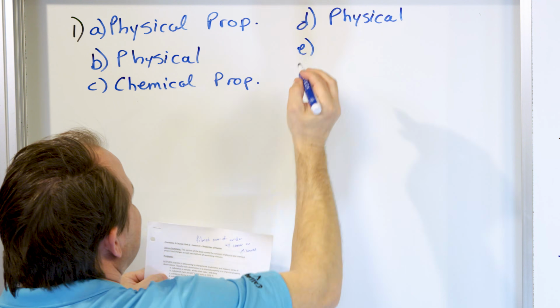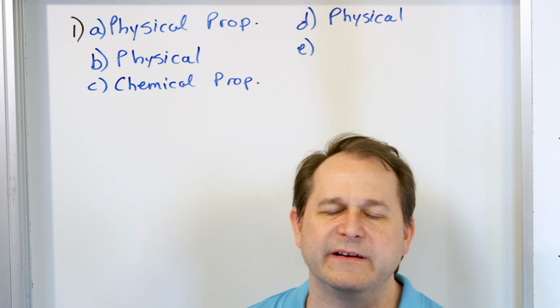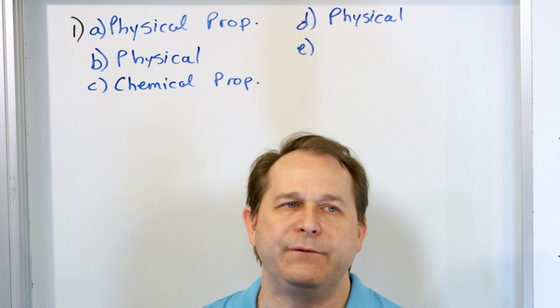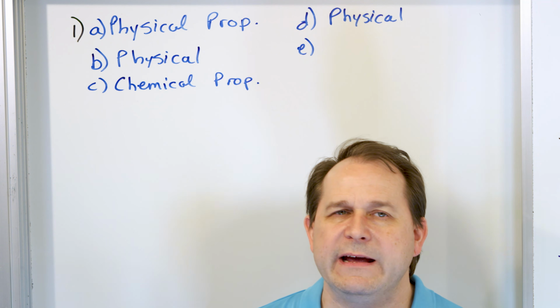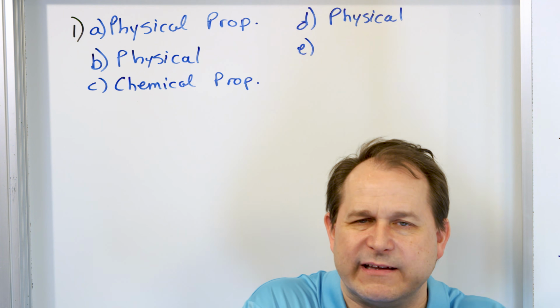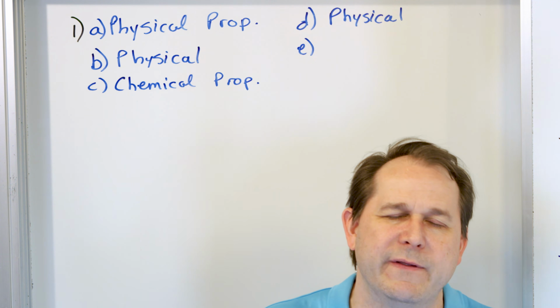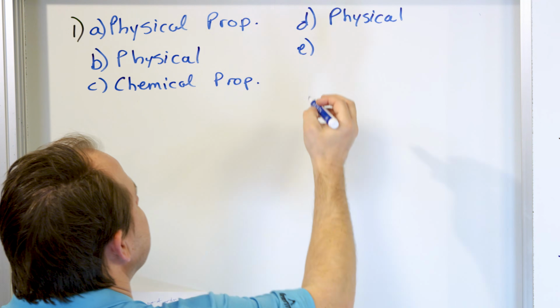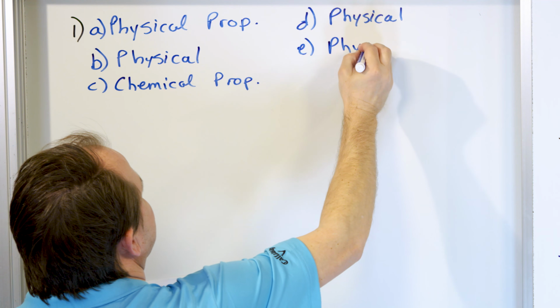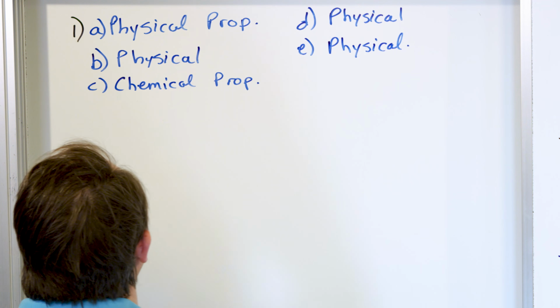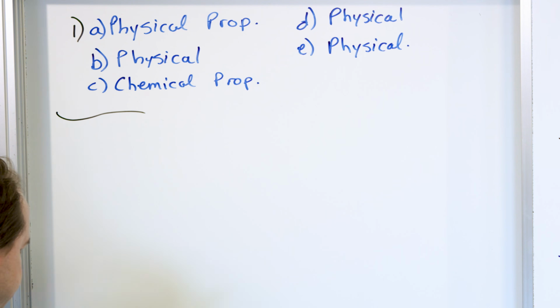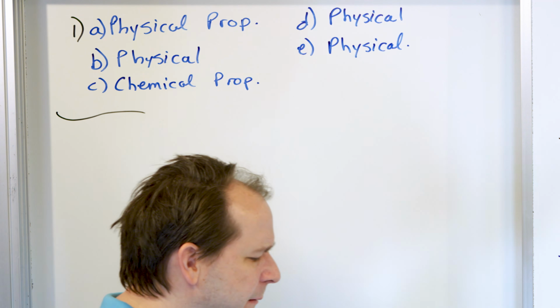Okay, and our last one here for this problem, the substance can conduct electricity. If a wire can conduct electricity, are you making a chemical change? Is something on the very lowest level changing chemically about what it is? No, that's a physical property. All right, that effectively constitutes problem number 1. All right, problem number 2.